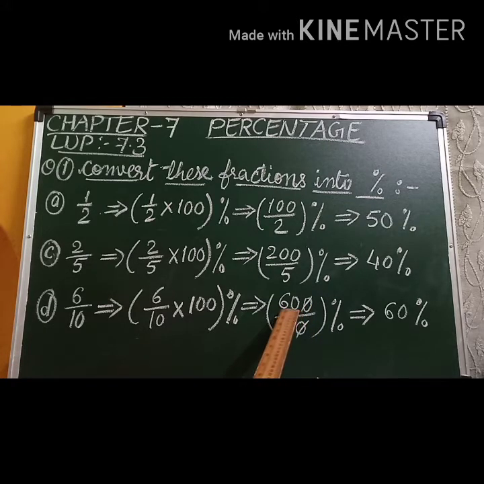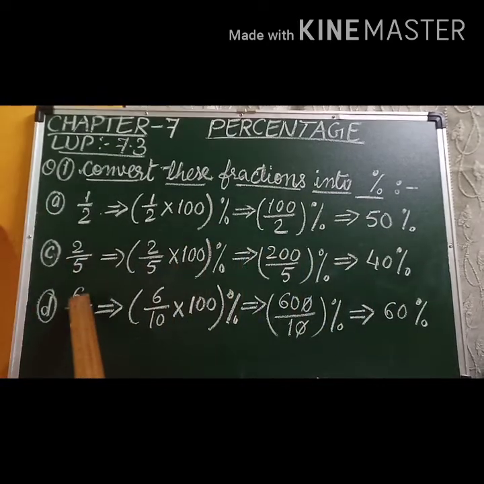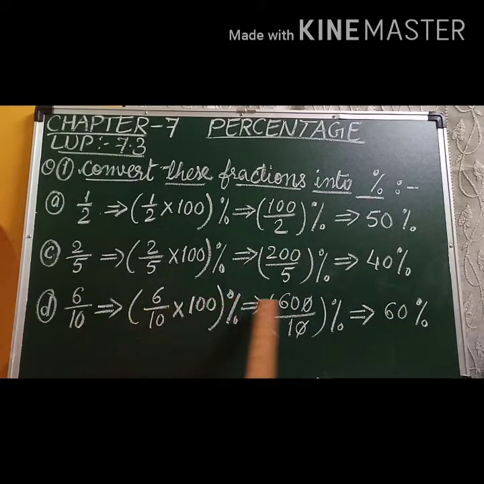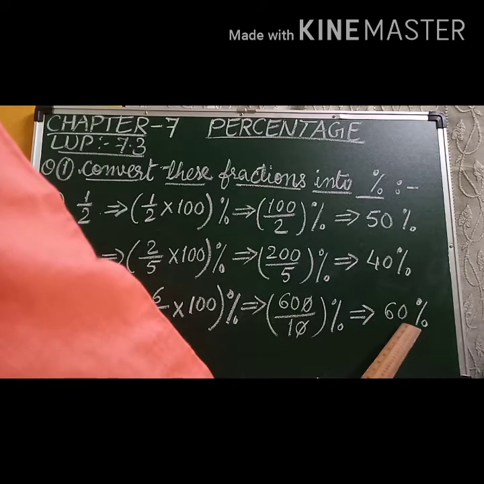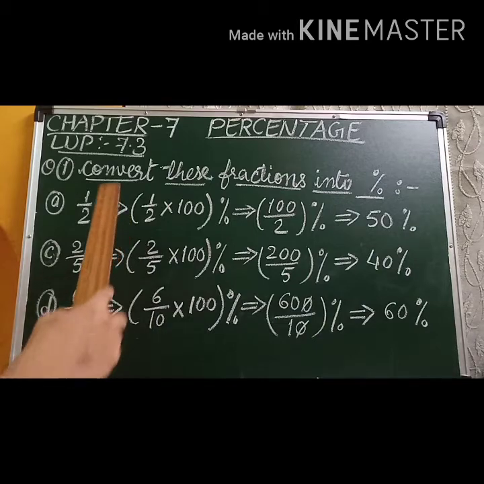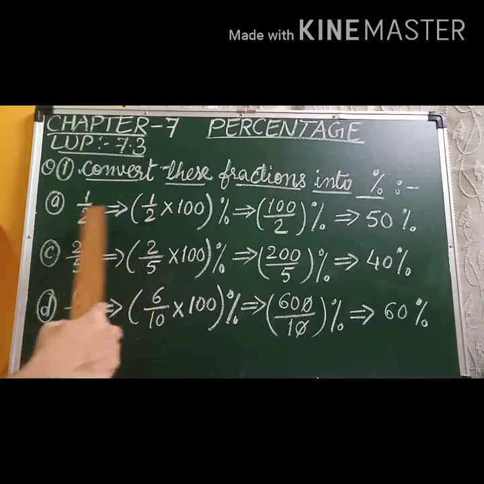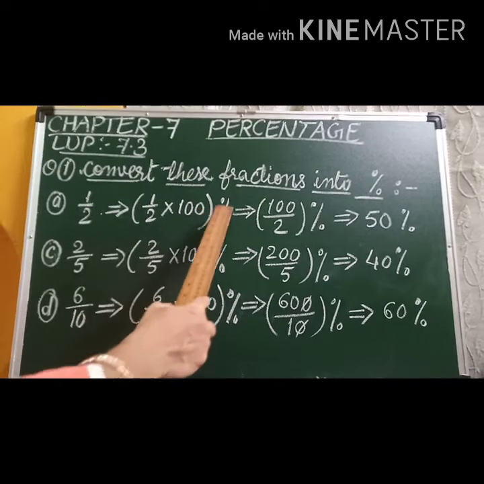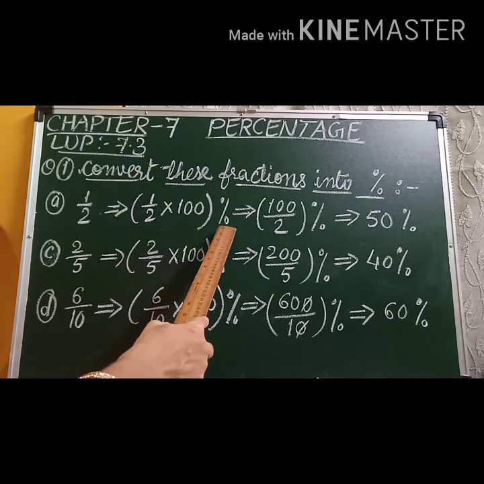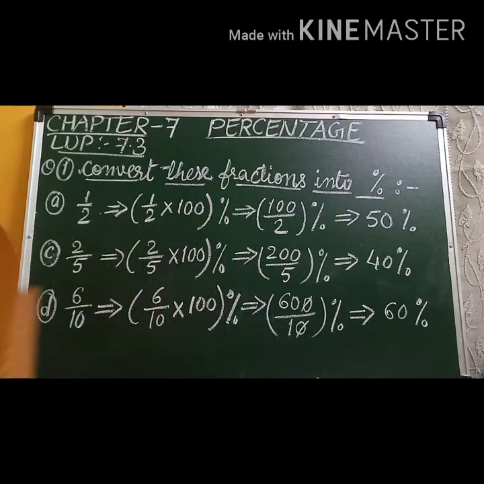What is left in numerator? 60 and 1 is left in denominator. So 60 by 1 is 60 only and the percentage sign. So 6/10 was the fraction and we have converted this fraction into percentage as 60%. So two steps we have to follow when we have to convert any fraction into percentage. First we have to multiply the fraction with 100 and we have to place the sign of percentage, and next we have to simplify the terms.